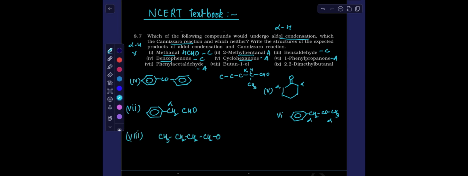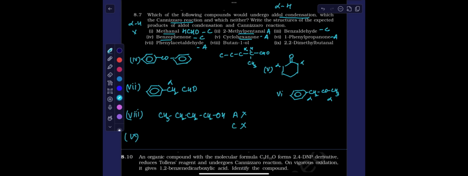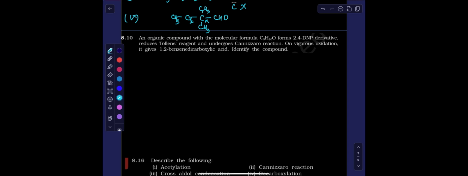Butanol, it is an alcohol. Alcohol neither shows aldol nor Cannizzaro reaction, right? So no aldol, no Cannizzaro, and the last one is 2,2-dimethyl butanal. I draw the structure, you can see no alpha hydrogen, so it will not show aldol, but it will show Cannizzaro reaction.